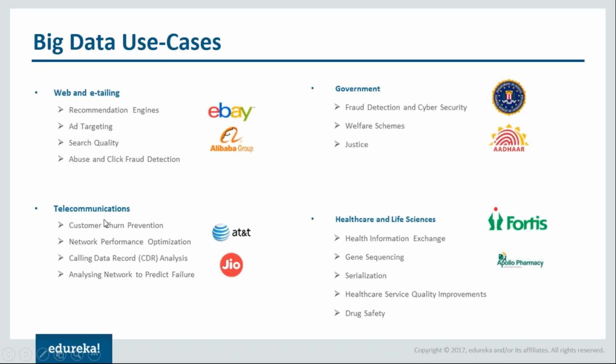You can use big data analytics in telecommunications also in order to find out the customer churn prevention, the network performance optimization, analyzing network to predict failure, and you can prevent loss before the error or before the fault actually occurs. It is also widely used by government for fraud detection and cybersecurity in order to introduce different welfare schemes, justice. It has been widely used by healthcare and life sciences for health information exchange, gene sequencing, serialization, healthcare service quality improvements, drug safety. And let me tell you that with big data analytics, it has been very easy in order to diagnose a particular disease and find out the cure also.